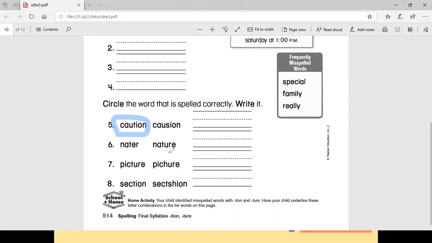Nature. Which one? Nature. This one. Picture. And here, section. It has S, E, C and T-I-O-N. Section.